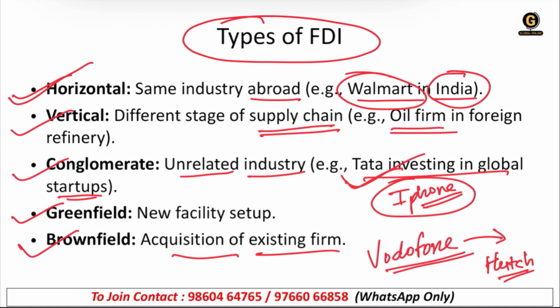Taking over, not investing. Okay, investing is different. Investing means that is conglomerate, right? And owning the company, taking over that company, that means brownfield. Understanding? So that is the difference between horizontal, vertical, conglomerate, greenfield, and brownfield. Correct? I hope you have understood.